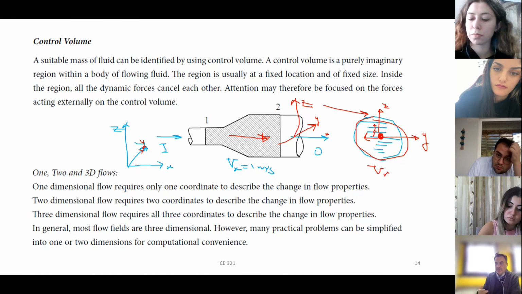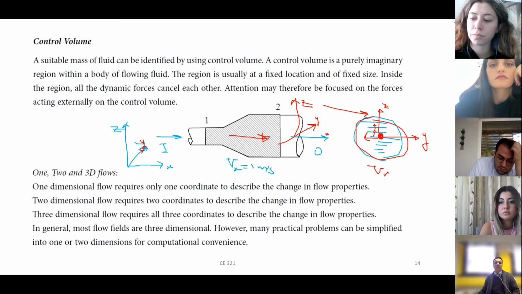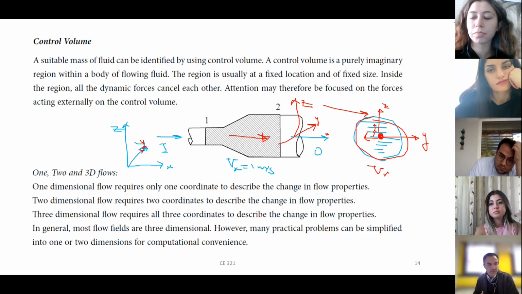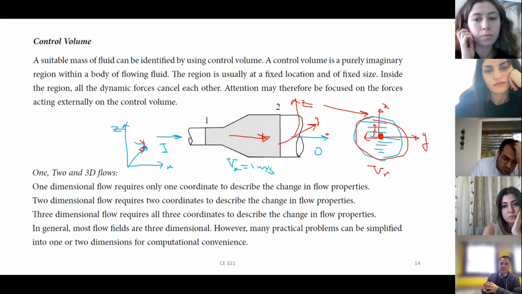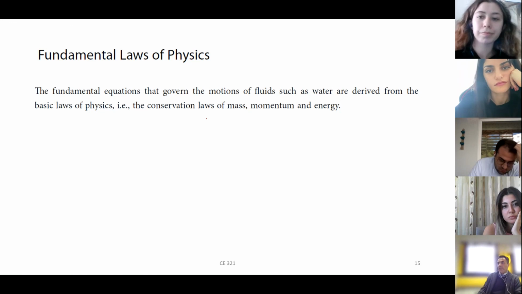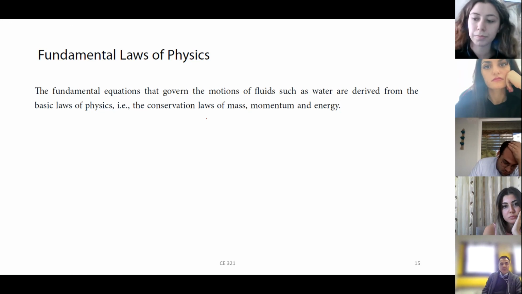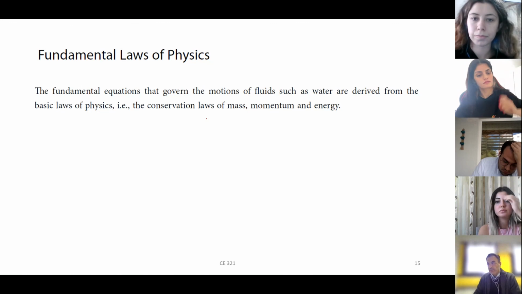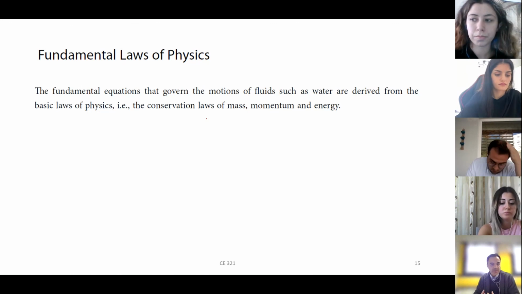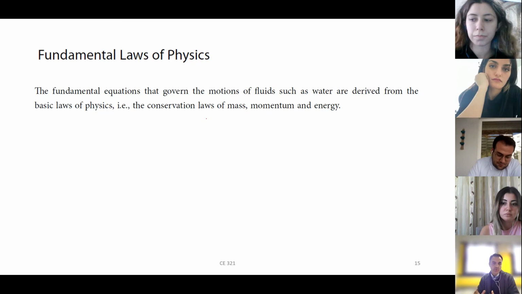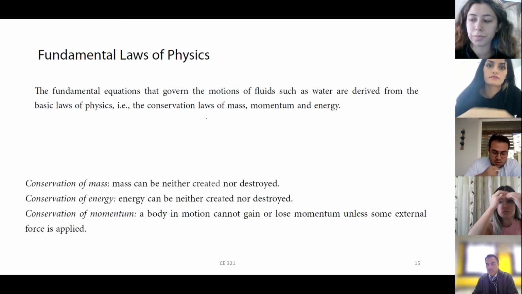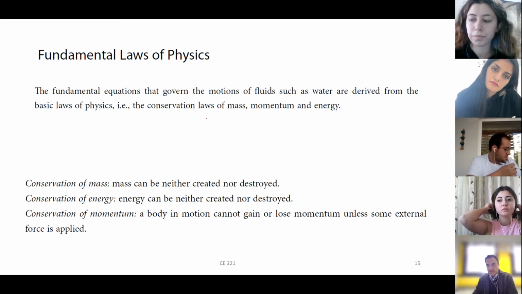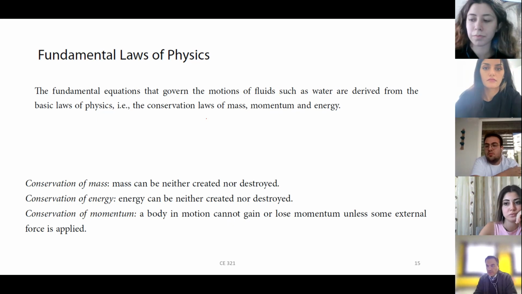If you find V in the x direction and also in the y direction, it is called two-dimensional. If you consider all 3 of those coordinates, this is called three-dimensional. And at last, we are talking about the fundamental laws of physics that we will apply on a control volume to solve our problems. The fundamental equations are conservation of mass, conservation of energy, and conservation of momentum.